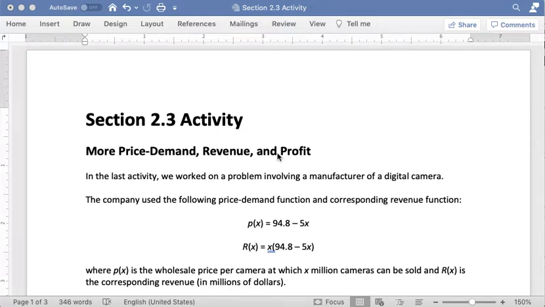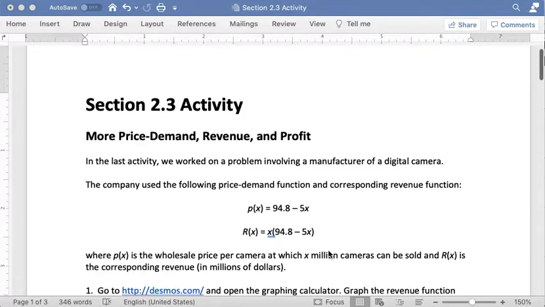In this video, we're going to go through the Section 2.3 activity and the more price, demand, revenue, and profit problem. So this is working on the same scenario that we worked on in the Section 2.1 activity. We have our company that makes digital cameras, and we have the following price demand function and corresponding revenue function.